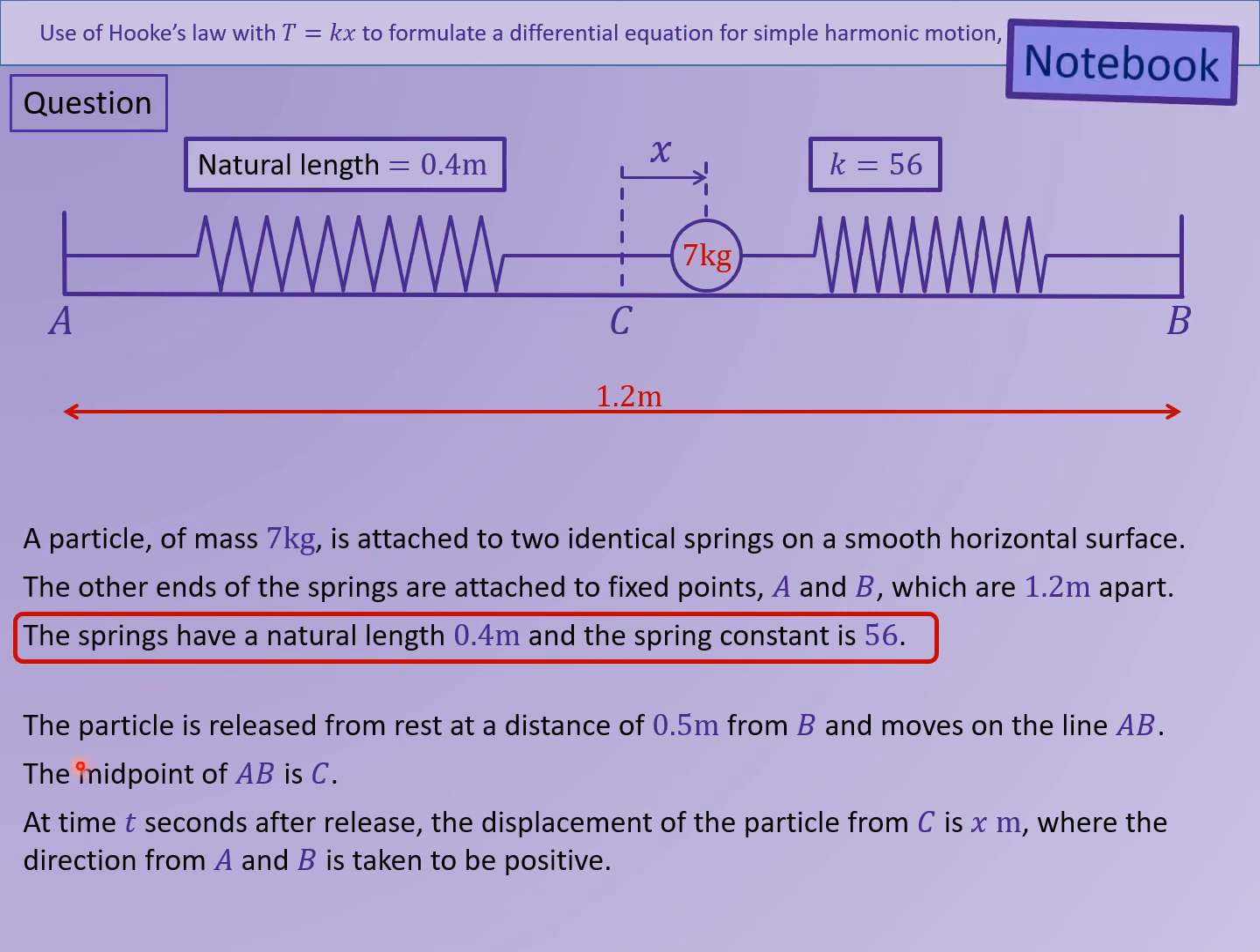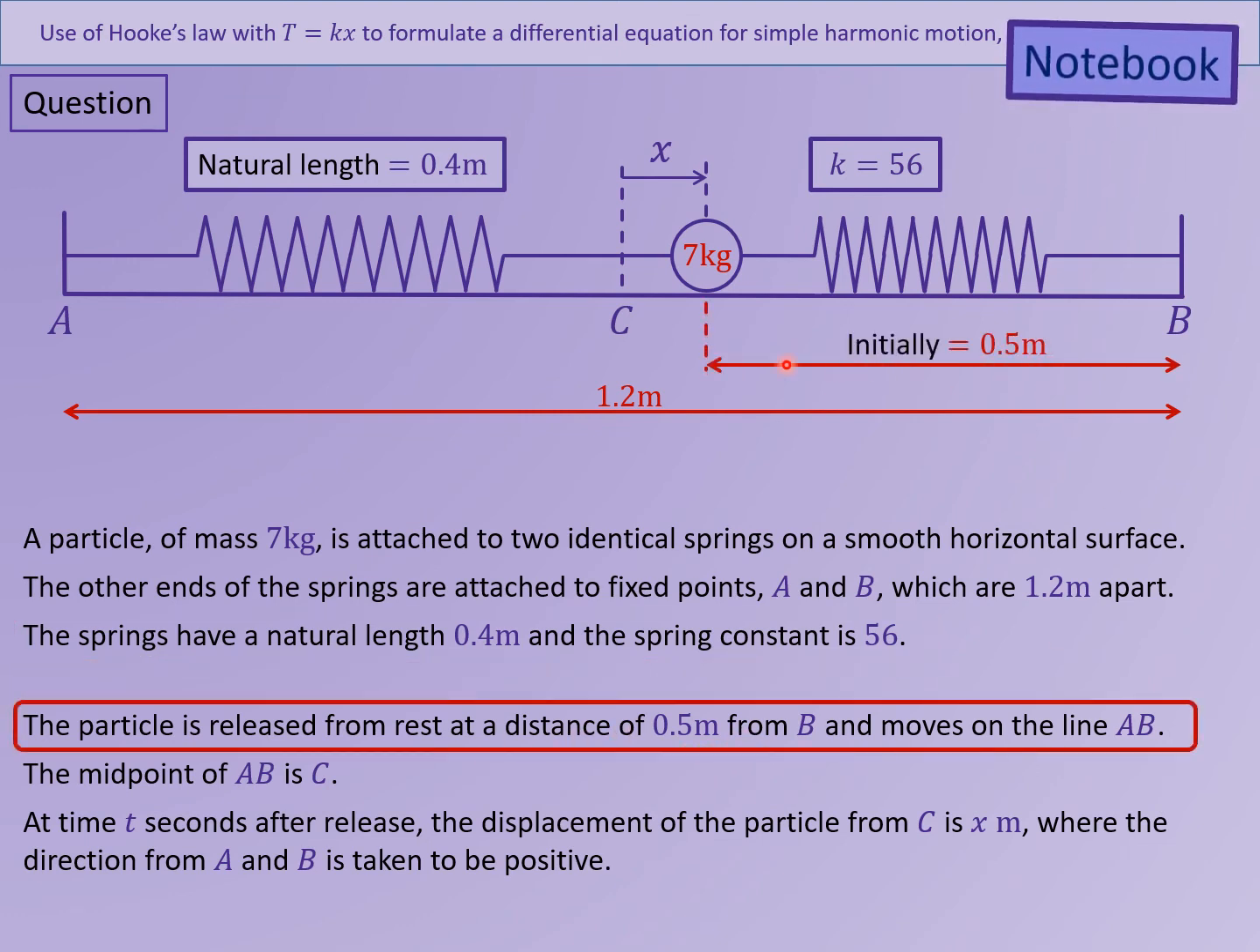The particle is released from rest at a distance of 0.5 meters from B. So I can put that down. Initially, it's 0.5 meters from B. Okay, initially. And so what's going to happen, as I said, it's going to bounce that way. So we've got that. It's never going to go beyond 0.5 on each side. All right, it's never going to get nearer to 0.5 to either of them because it's just bouncing freely between.